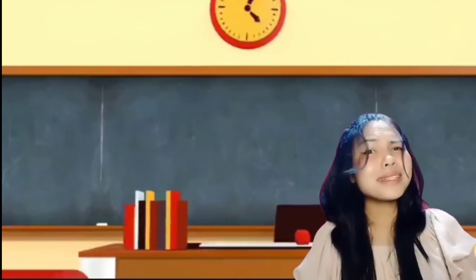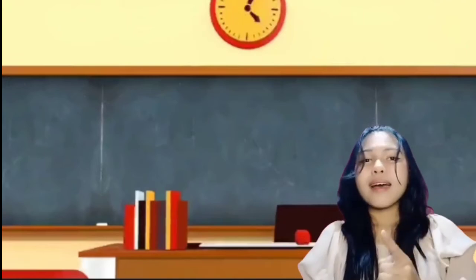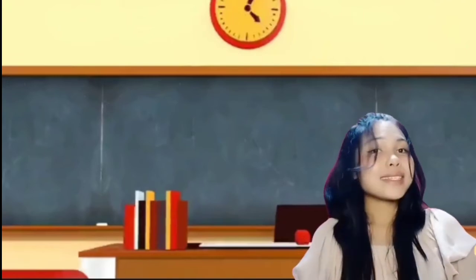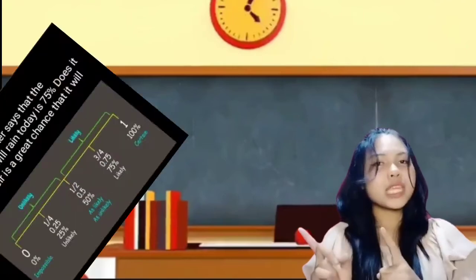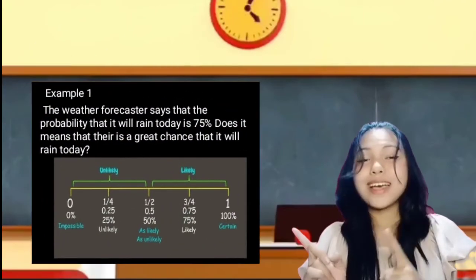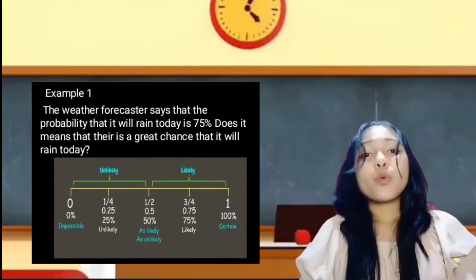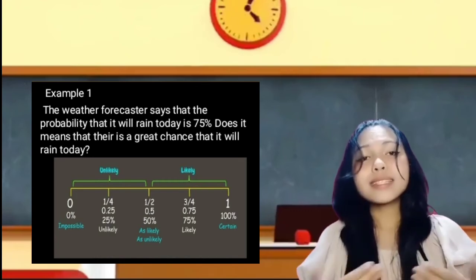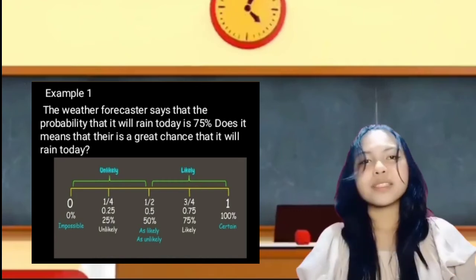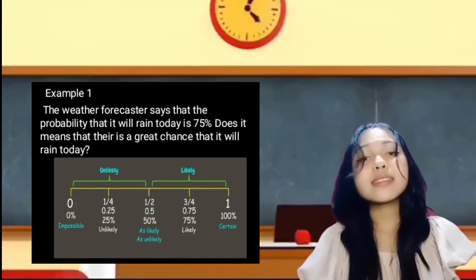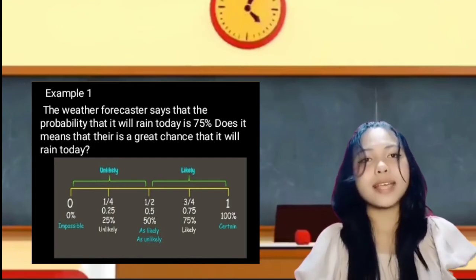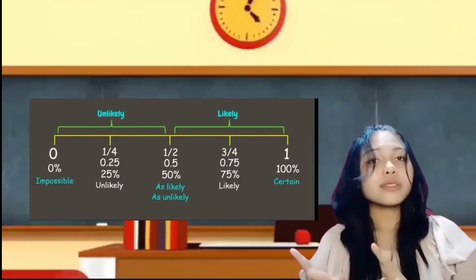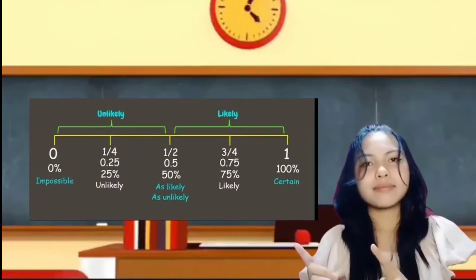Do the classmates understand? So, to understand better, let's have an example. Example number 1: the weather forecaster says that the probability that it will rain today is 75%. Does it mean that there is a great chance that it will rain today? So take a closer look at the probability line.